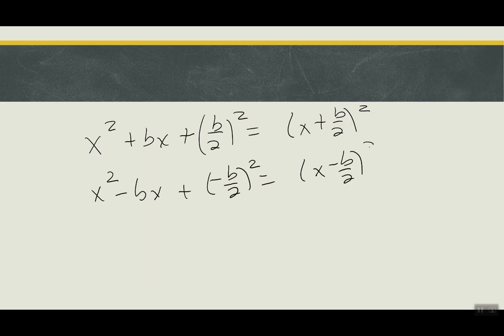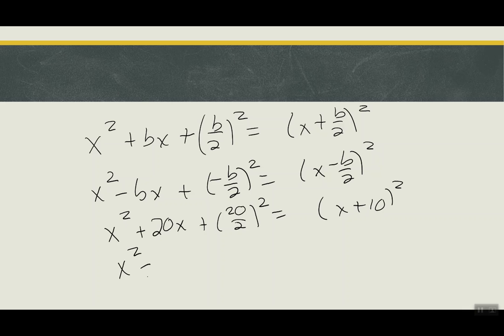So if I had x squared plus 20x, what would I add? I'd add 20 over 2 squared, and I get x plus 10 squared, right? 20 over 2 is 10. If I had x squared minus, let's pick another big number, let's say I had 44x, then I would add negative 44 over 2 squared, and it would give me x minus 22 squared. So even though I made a big number, I didn't really have to do any other work.